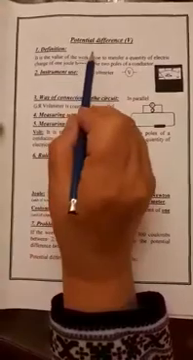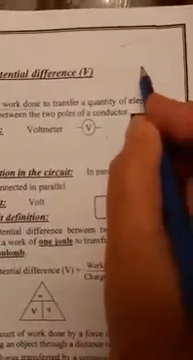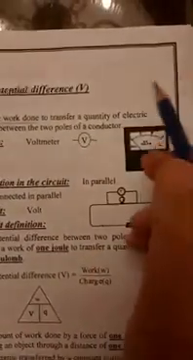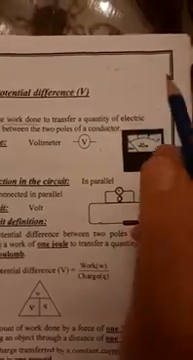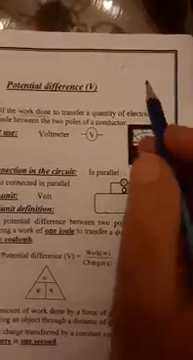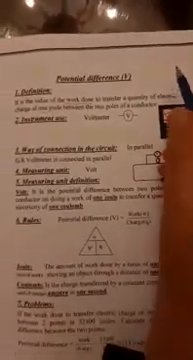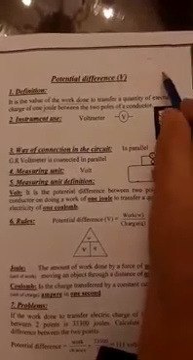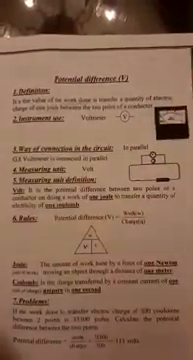It means the electricity does work to transfer a quantity of electric charges of 1 joule between two poles of a conductor. It means from one pole to another pole of a conductor, if you move 1 joule, you will do a work of 1 joule to transfer 1 coulomb across a conductor.